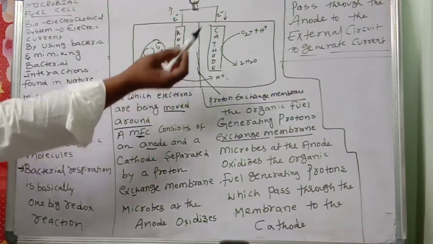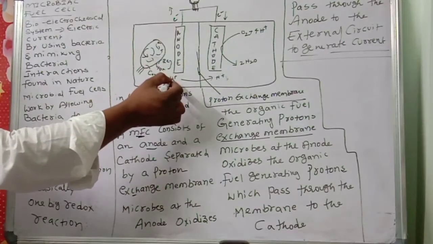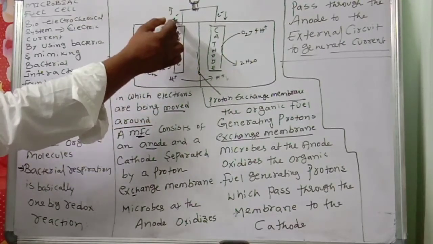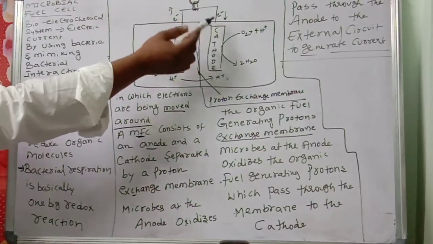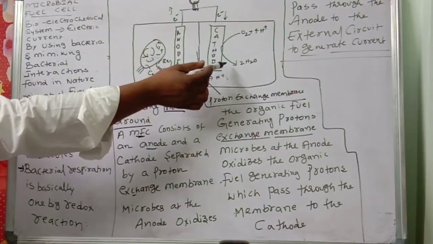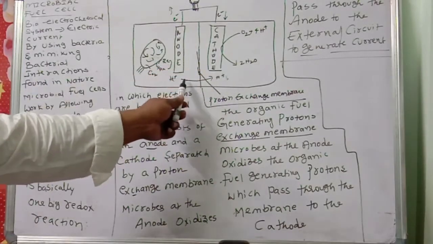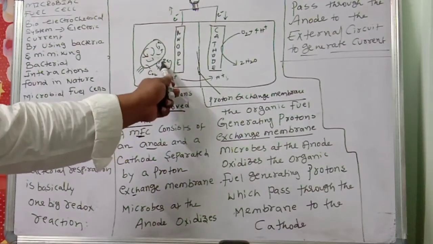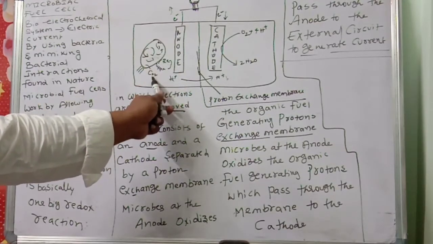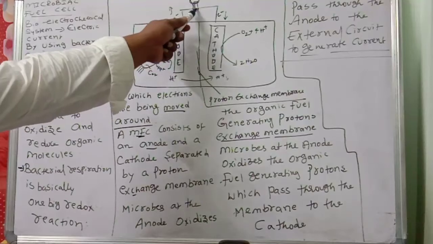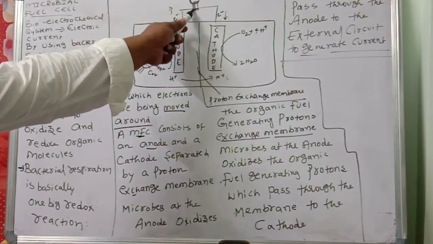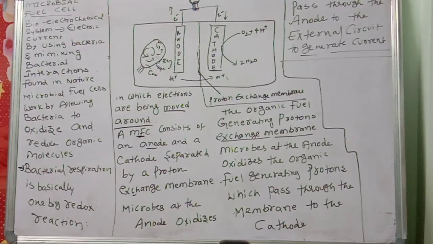See the picture. This is the anode, this is the cathode, these are protons, this is electrons. These electrons are going to the bulb, and these protons are crossing to the cathode to form water. So anode, cathode, protons, proton exchange membrane, oxidation, reduction reactions, carbon dioxide coming out, electrons going to the external circuit to generate current. Children, a very important concept is there.